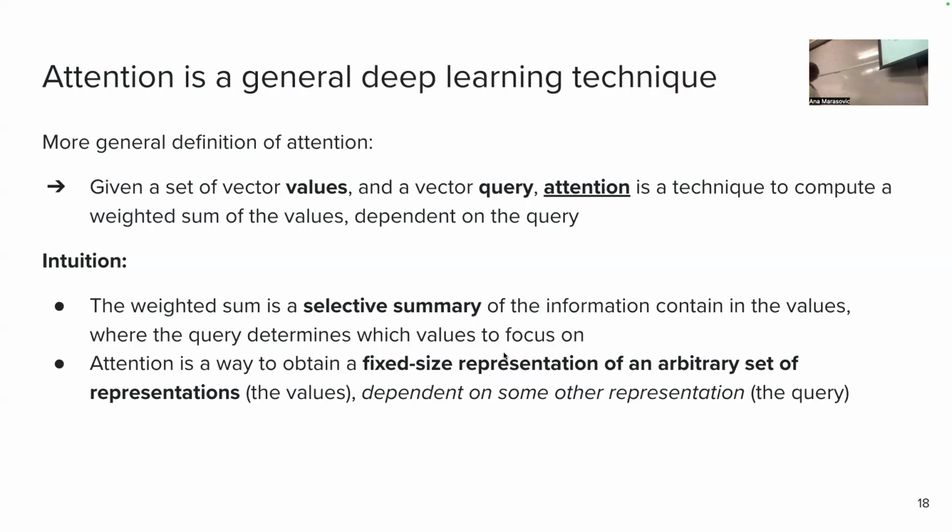People will also say attention is a way to obtain a fixed representation of an arbitrary set of representations, namely the values, depending on some other representation, the query. So these are all the ways people will introduce attention for their own problem. If anytime you feel like, I have a set of vectors and I have a query vector, and I want to make a representation of all those vectors based on how important they are to this query vector, you can think of attention and use this procedure to get that representation.